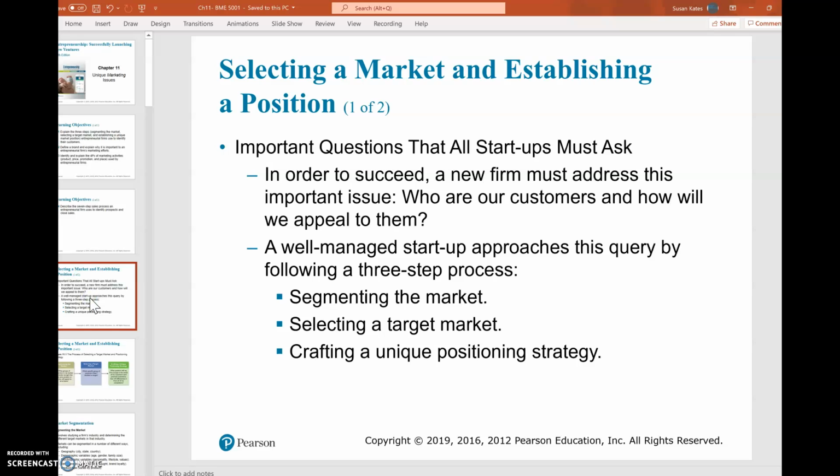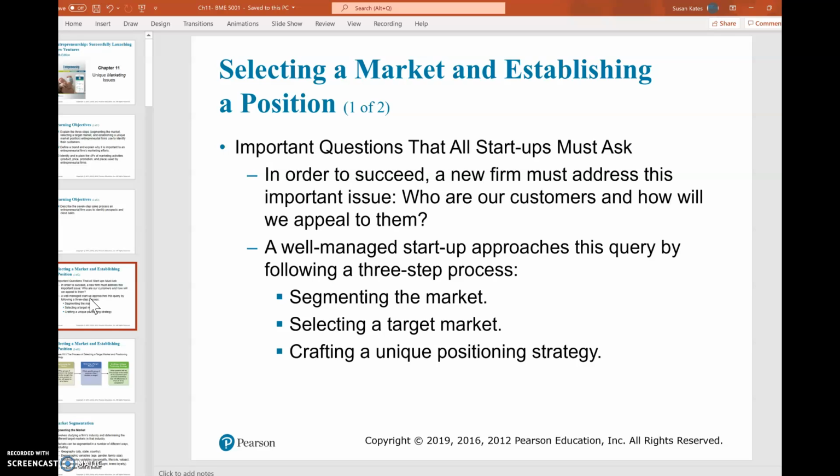Okay, so let's start. This is really important that all startups must ask themselves, in order to succeed, a new firm must address this important issue. Who are our customers and how will we appeal to them? Number one is the customer, okay? You have to remember that when you are in business, you've got to focus on the customer.